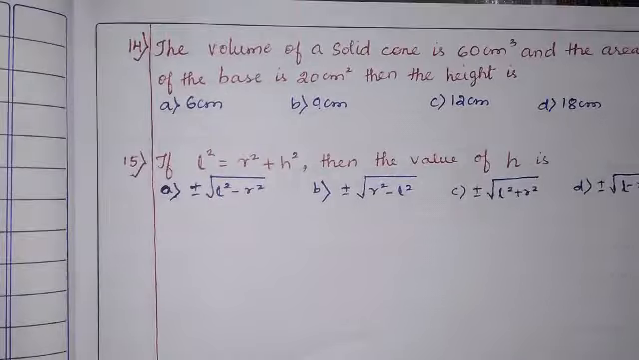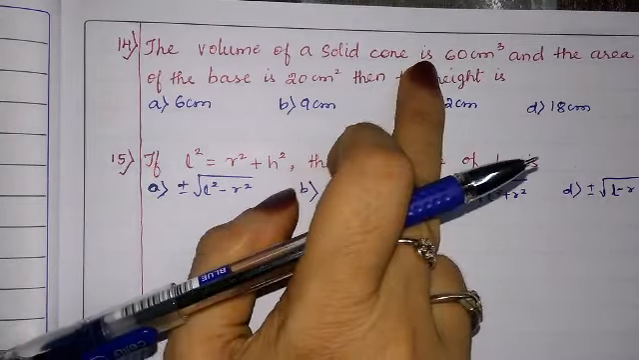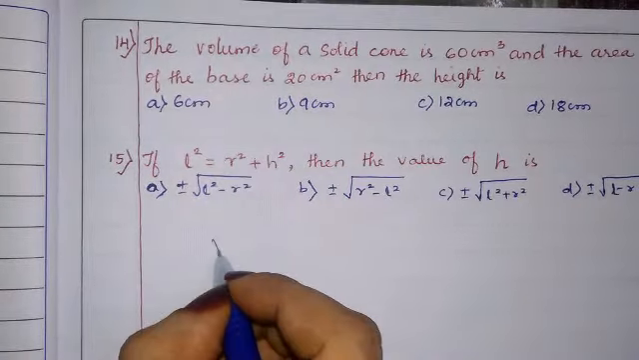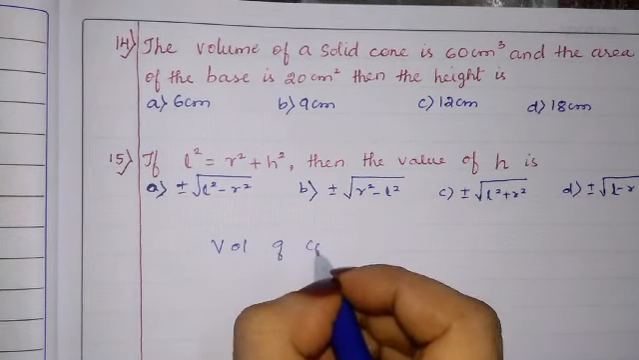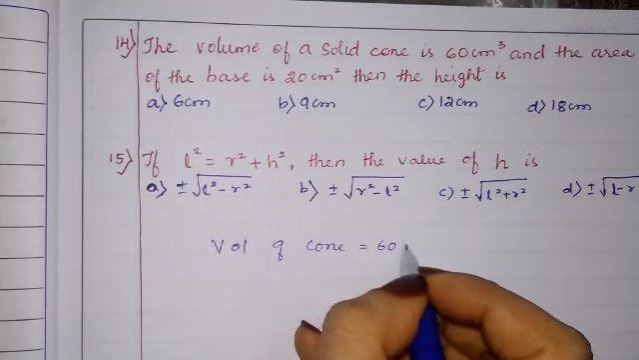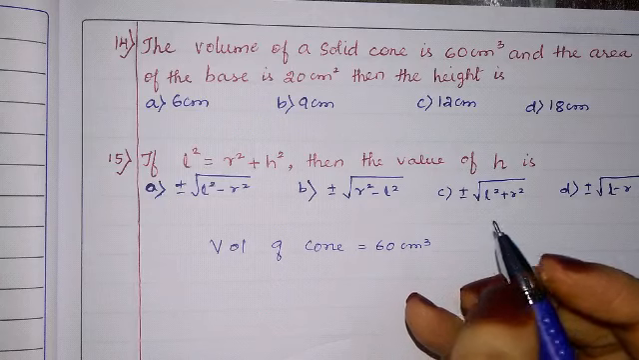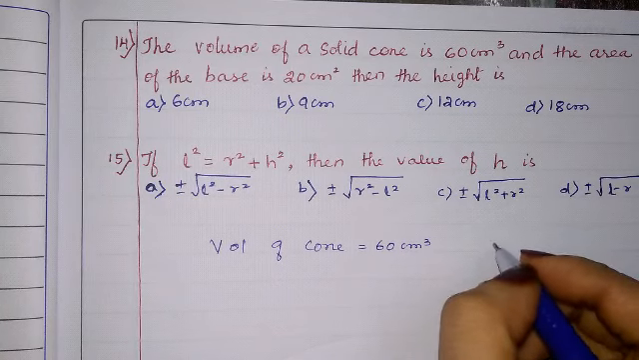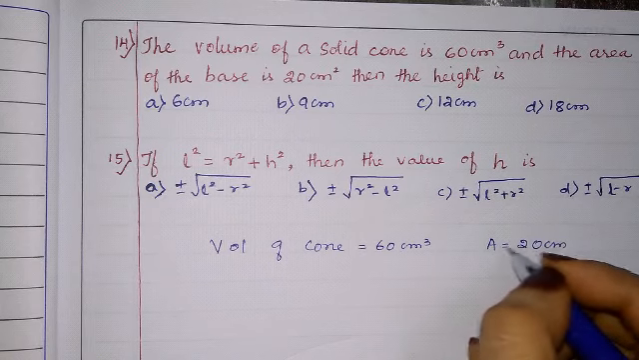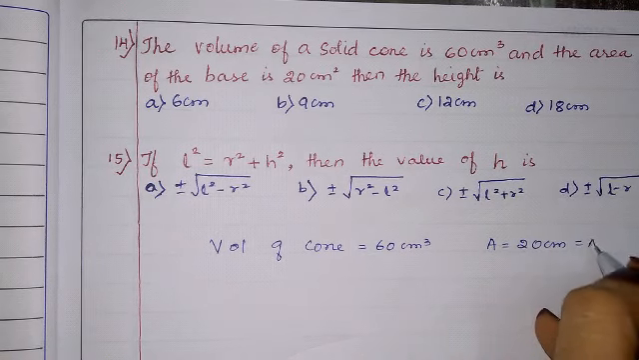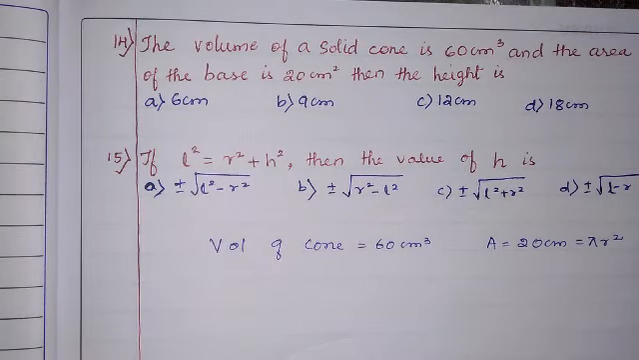Question number 14. The volume of a solid cone is 60 centimeter cube and the area of the base is 20 centimeter square. The area of the base of a cone is a circle, that is pi r square. Then what is the height of the cone?